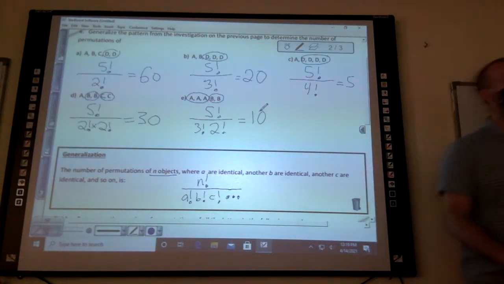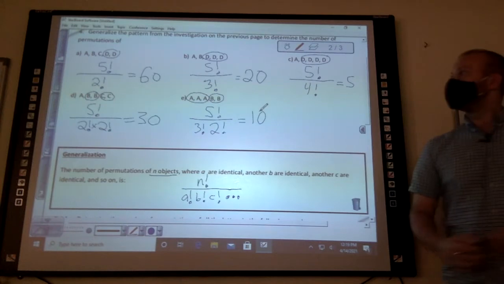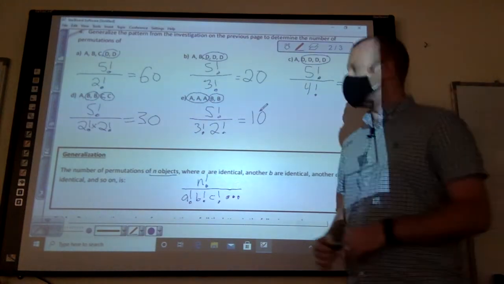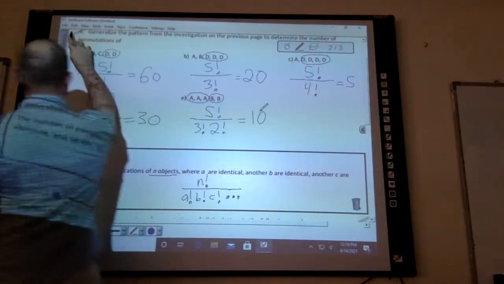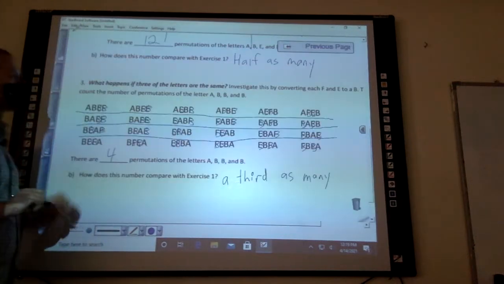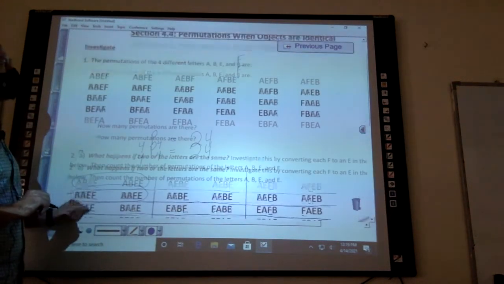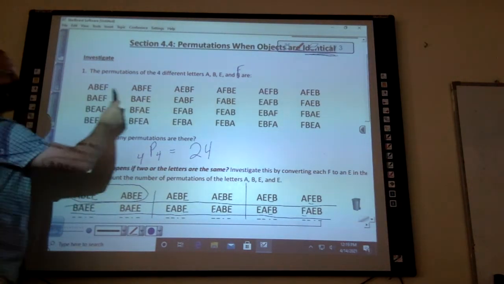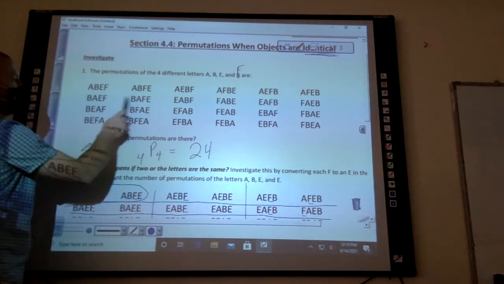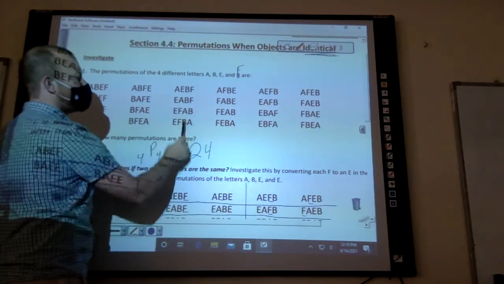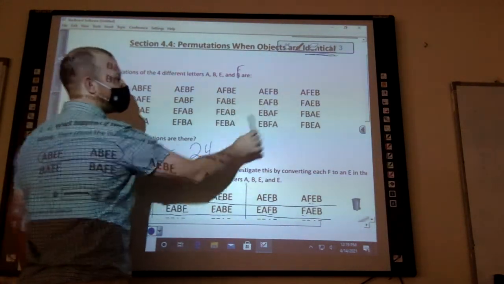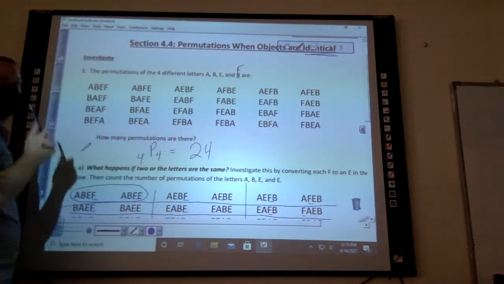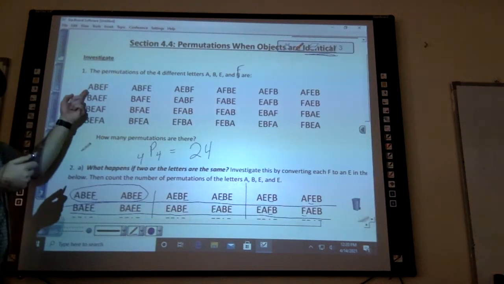You only gave us one option for E to start, and then one option for A to start. On the previous page, I had every single combination. You mean for this one? So here's my A starting. Here's B starting. Here's E starting. Here's F starting.